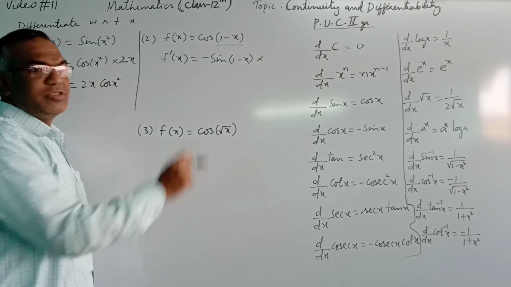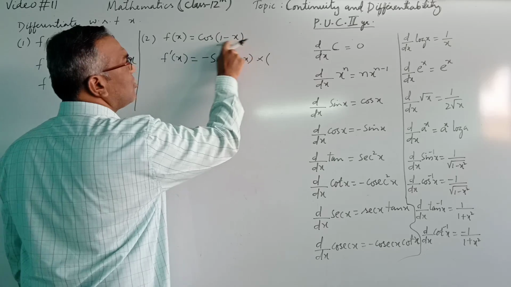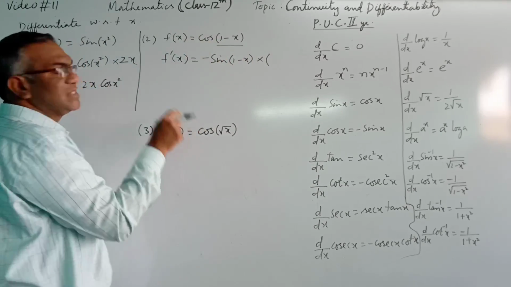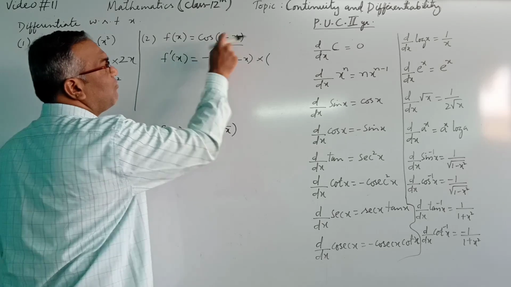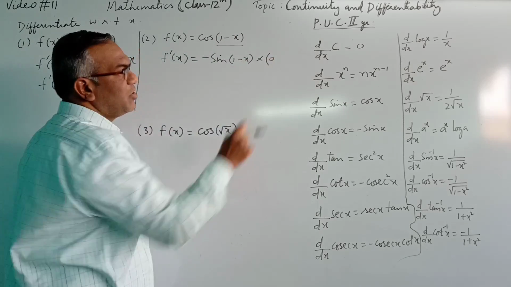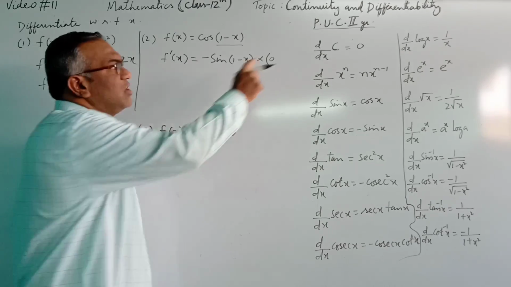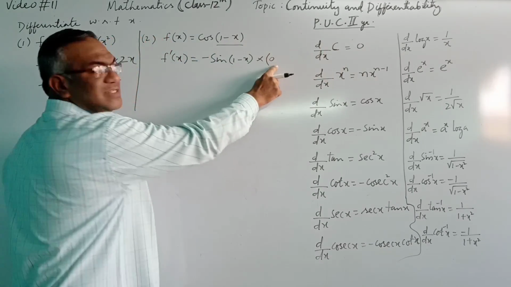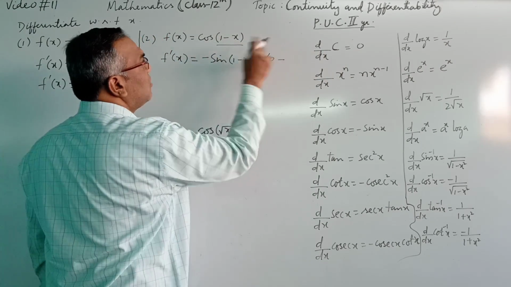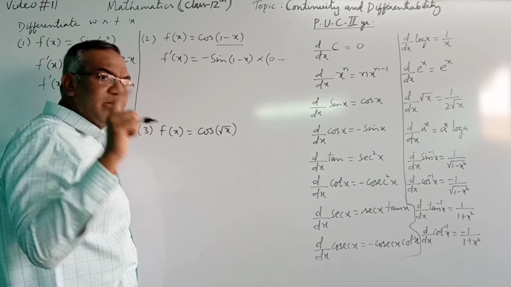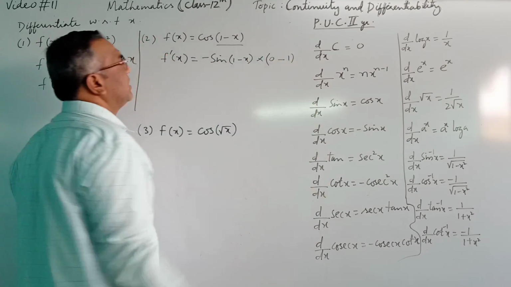Into, what about this one? We have to differentiate this also. We cannot leave it because it's another function, not just x. So what is the differentiation of 1? 0, because differentiation of a constant is 0. 1 is a constant. Differentiation of 1 minus x, what is the differentiation of x with respect to x? It is 1.